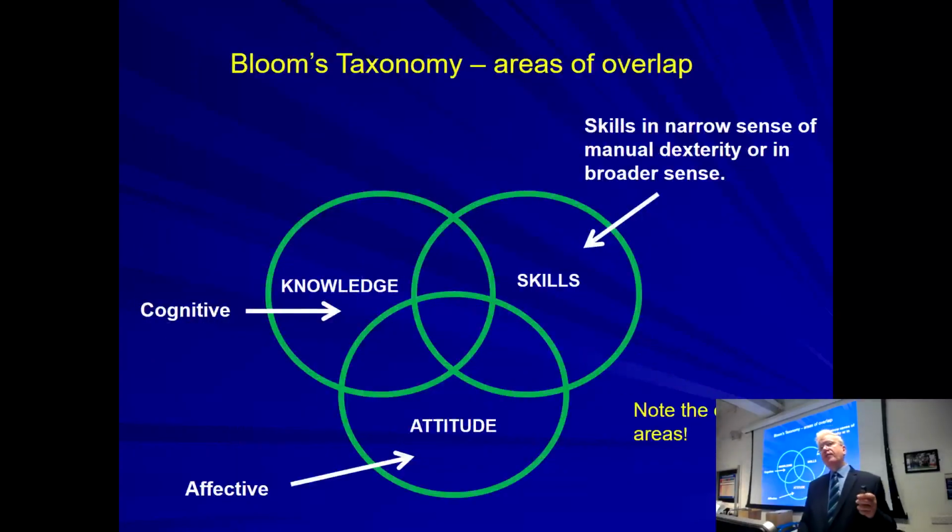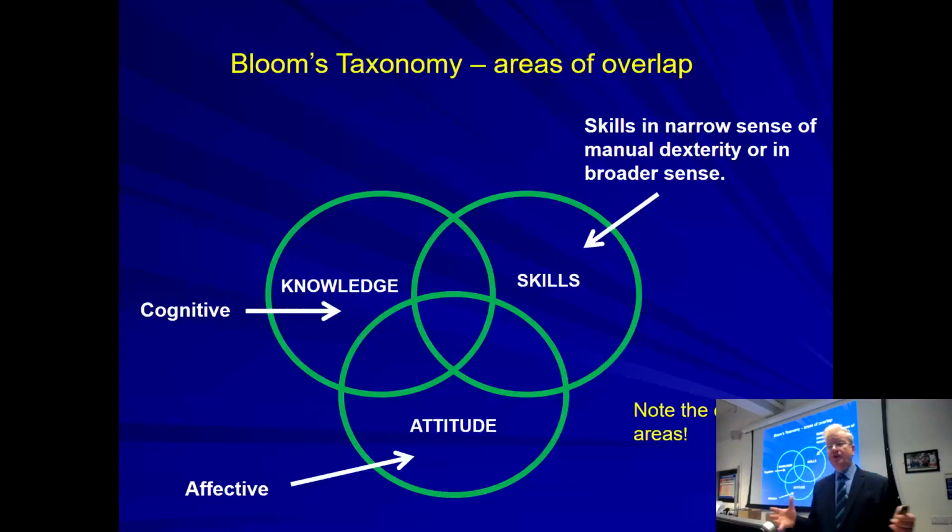So the advice I would give you is, when writing program learning outcomes, try to range over the 3 domains that you see there on the screen: the cognitive, the skills domain, and the affective domain. And skills can be either psychomotor skills like laboratory skills, or skills in the broader sense. I'll give you some examples there. And of course, these areas overlap.